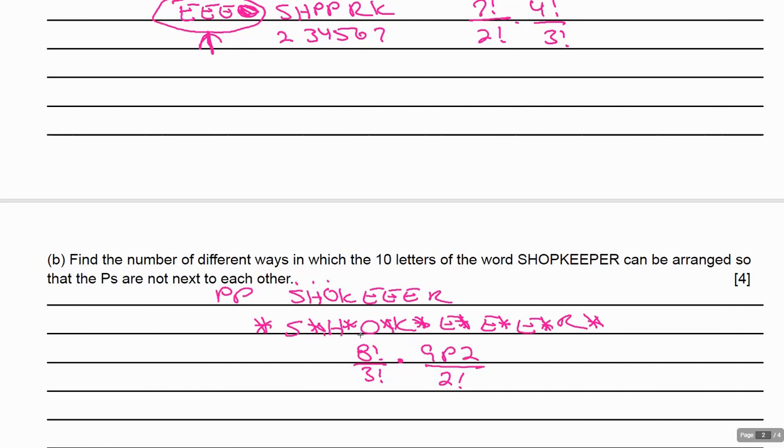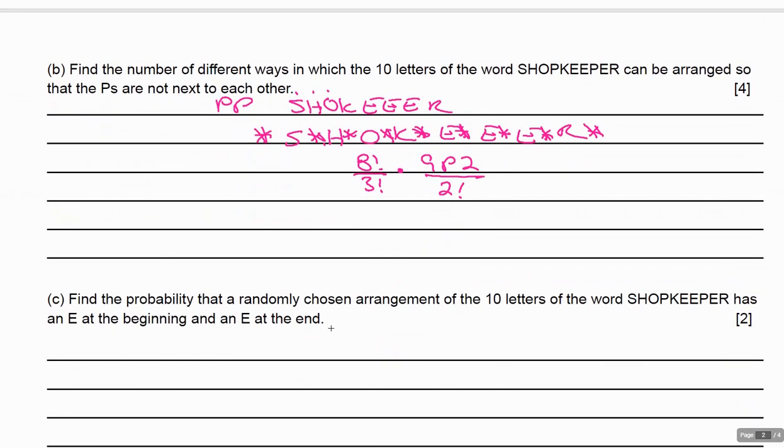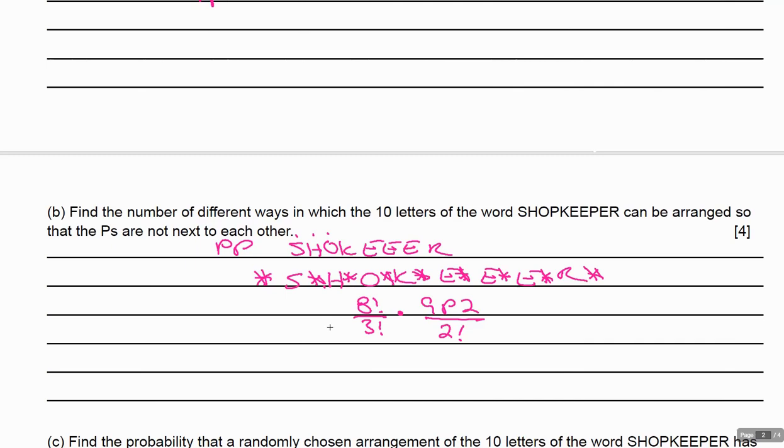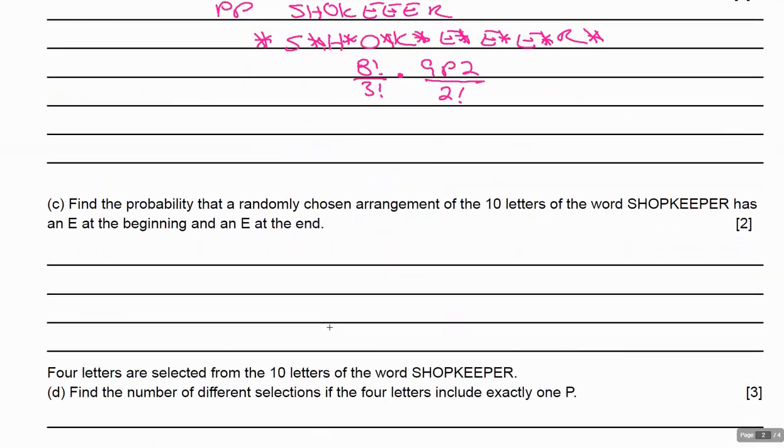All right, and so once we got to C, that's when things just went downhill. I got some points, but... All right, so look at C. Here, what are they telling you? It says that they want you to find the probability when E is at the beginning and E is at the end.